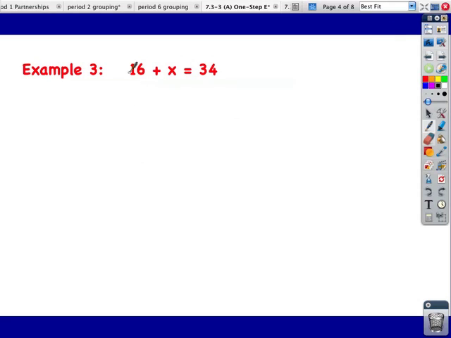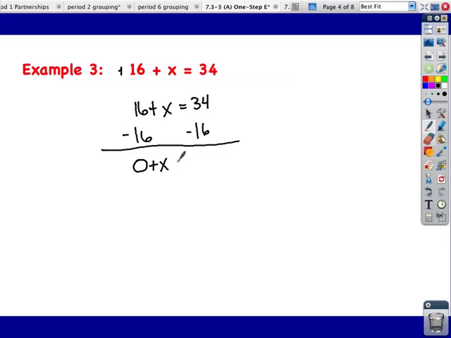Okay, this time we have a positive 16 on the left-hand side. So I'm going to subtract 16 from both sides. So I'm going to rewrite the problem here. 16 plus x equals 34. And now I'm going to subtract 16 from both sides. 16 minus 16 is 0. I'm going to go ahead and write the 0 this time, plus x, because the x hasn't left. And 34 minus 16, I'm going to do some borrowing here. Okay, that's 8 and 1, so 18. So that means x, because 0 plus x is just x, equals 18.